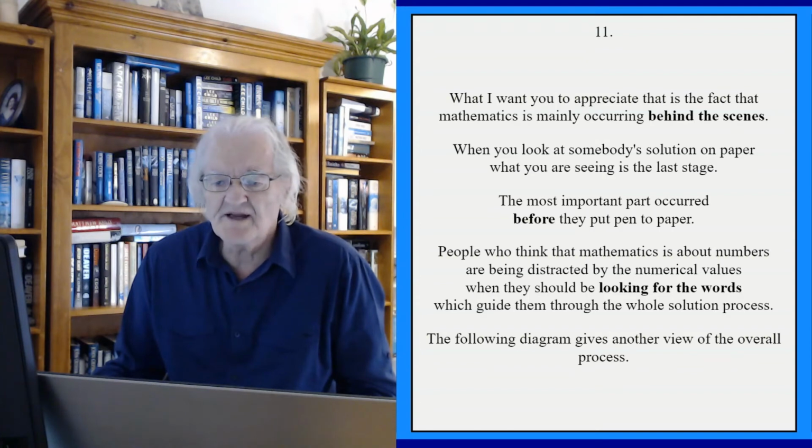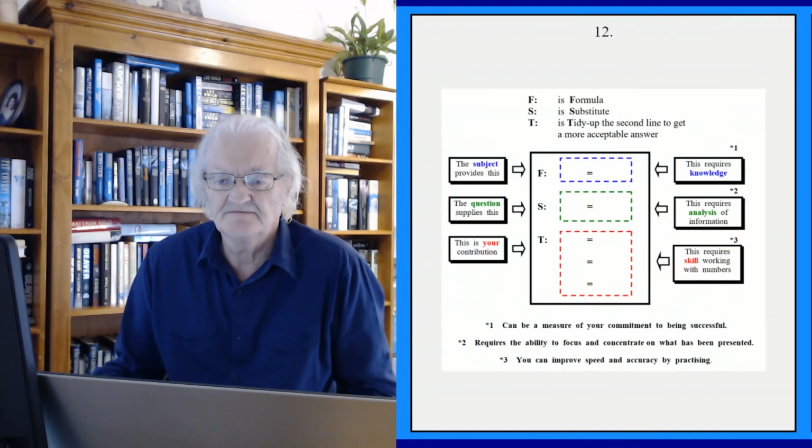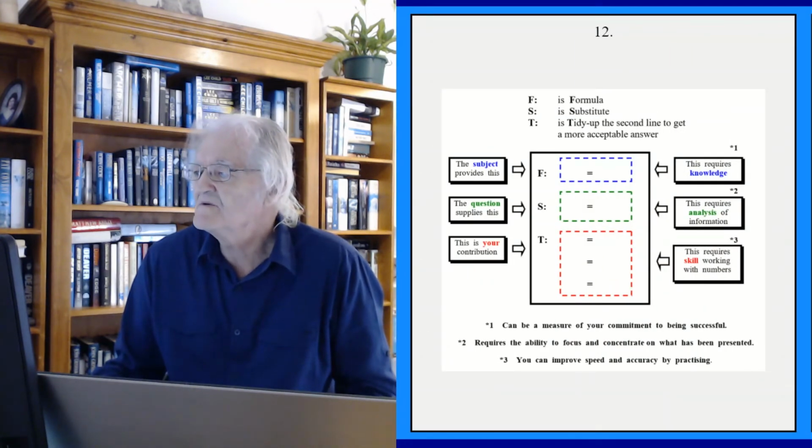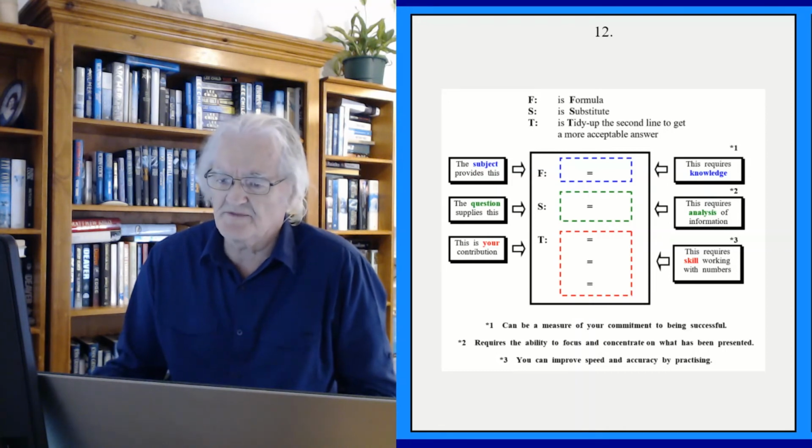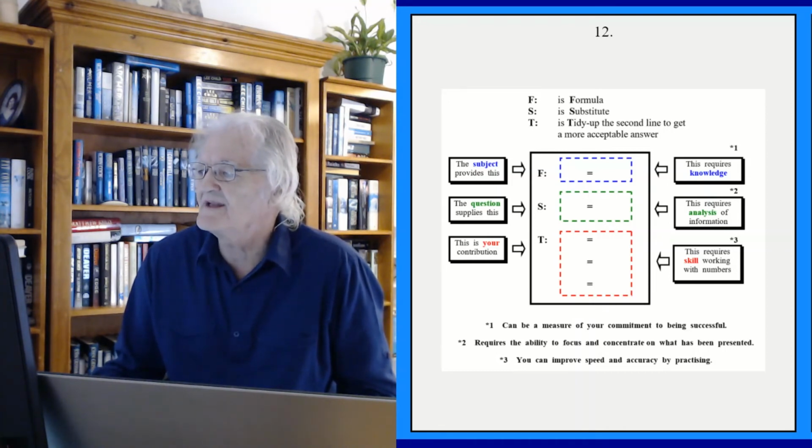The following diagram gives another view of the overall process. Here we have a representation of what a student should put on paper for their solution. 3 steps: first, second, third. The first is a formula, the second is substitute, and in the third you just tidy up what you have written. Transpose numbers is the mathematical version, but tidy up is easy to follow. So we have a solution based on the first, second, and third step.